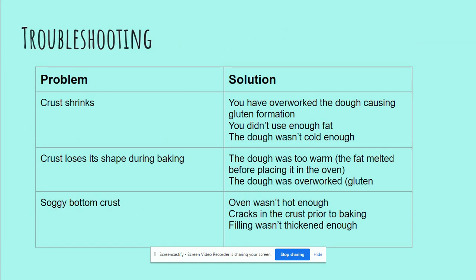Some problems you might come across when you're making your pies: your crust might shrink. So what might have happened is that you overworked the dough too much, so the gluten started to form and it became elastic, which caused it to shrink. You didn't use enough fat, so maybe you didn't have enough butter, or your dough wasn't cold enough and the butter started to melt already and then it lost its shape while you're baking it. That's the next one. The crust loses its shape during baking. So your dough could have been too warm, or the dough was overworked.